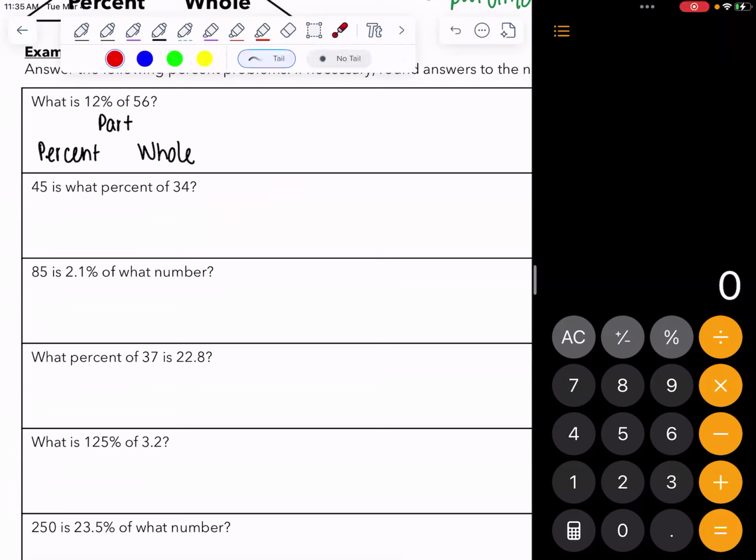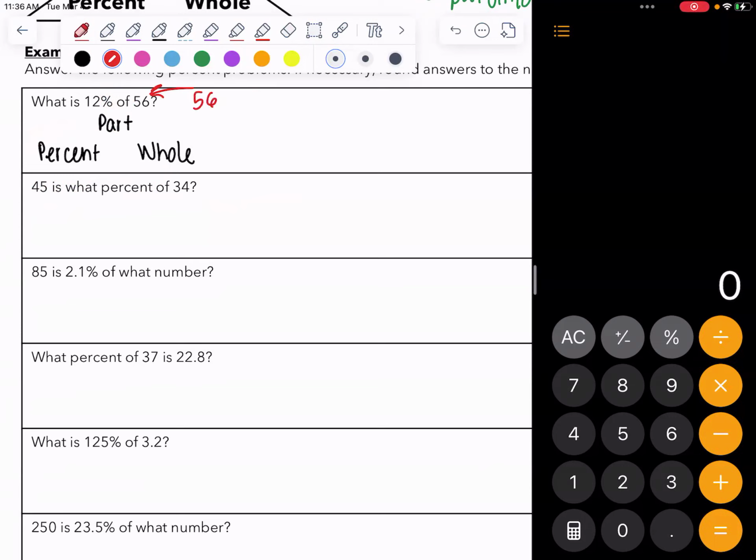So the key is figuring out which piece is the part and which piece is the whole. The percent part tends to be straightforward, right? It has a little percent sign next to it, or we're trying to find the percent. The key is which one is the whole and which one is the part. One of the key things is the word of. It tends to be of and then the whole. So the thing that comes right after of tends to be the whole. In this case, what is 12% of 56?